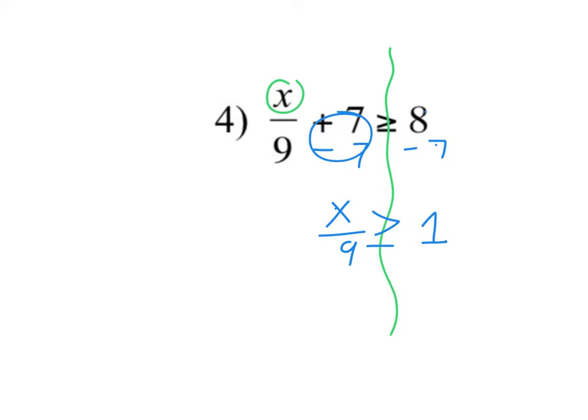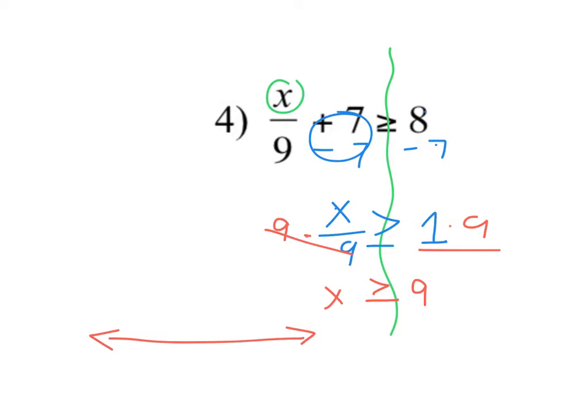I have divide by 9, so I'm going to multiply by 9 on both sides of the equation. So x is going to be greater than or equal to 9, because 1 times 9 is 9. So my number line is going to look like this: 0, 9, negative 9. It's going to be a closed circle above the 9.